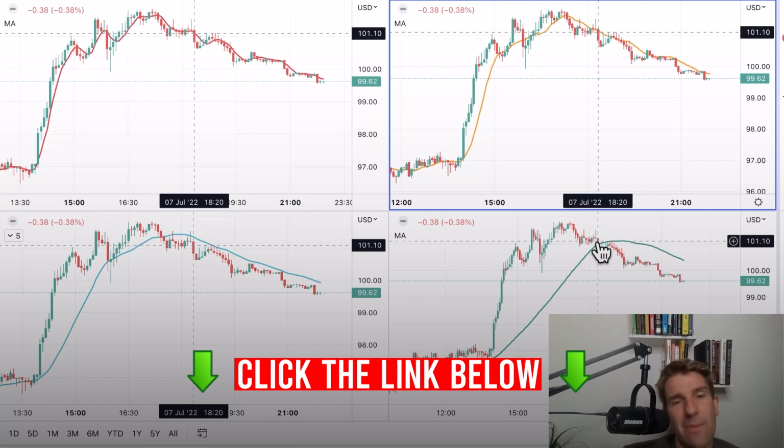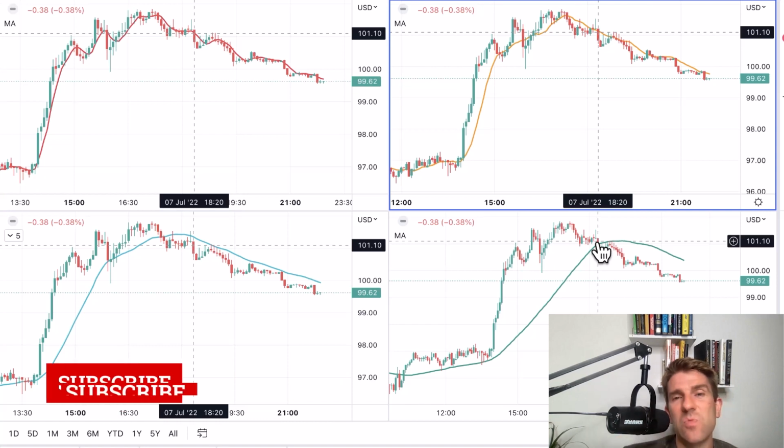Does it always work like this? Absolutely not. Is it useful as a guide, using the right moving average for the conditions? I think it's worth further investigation.